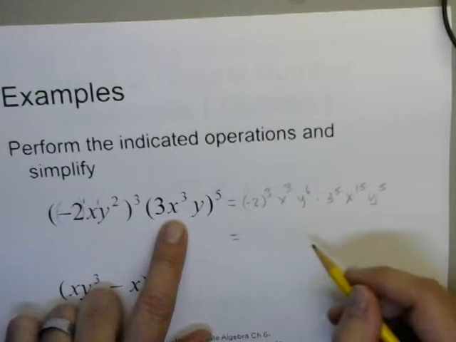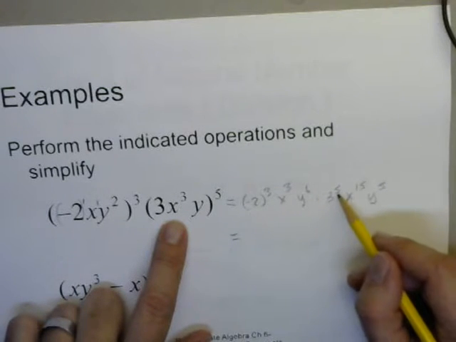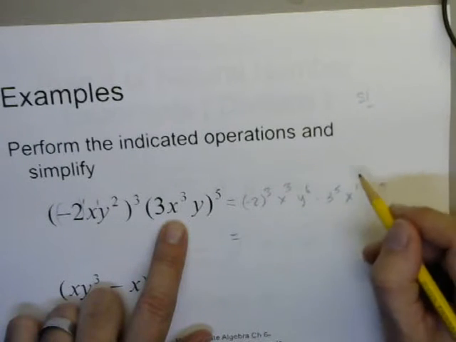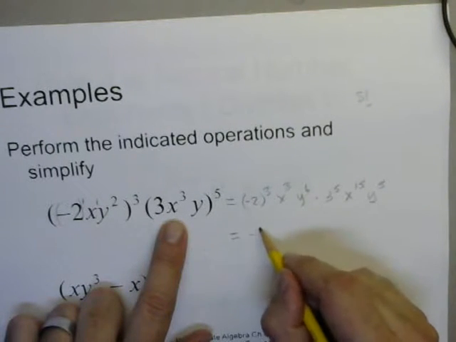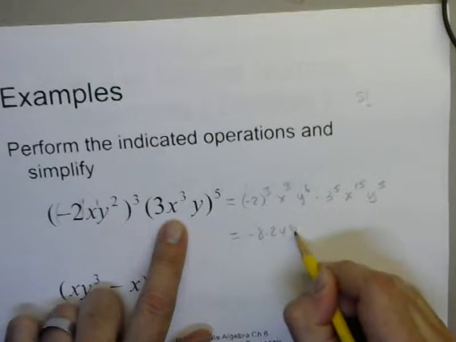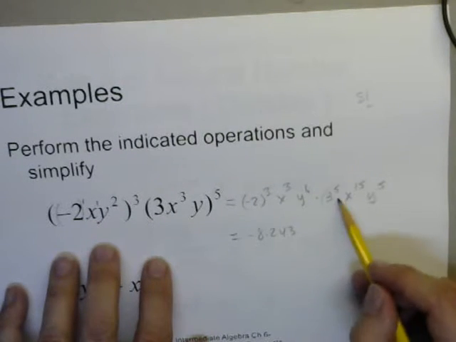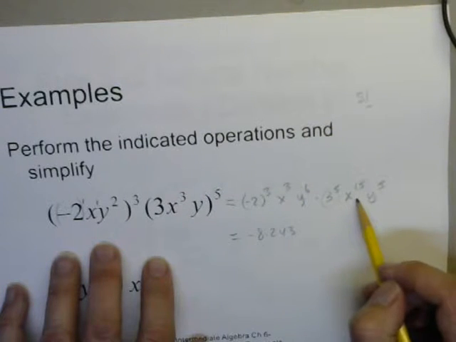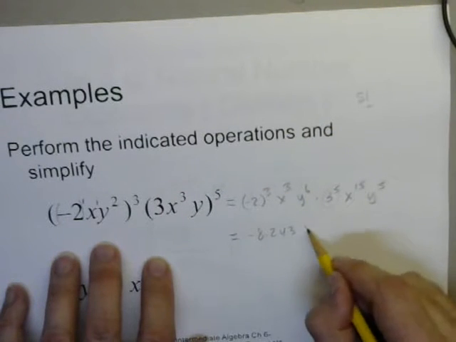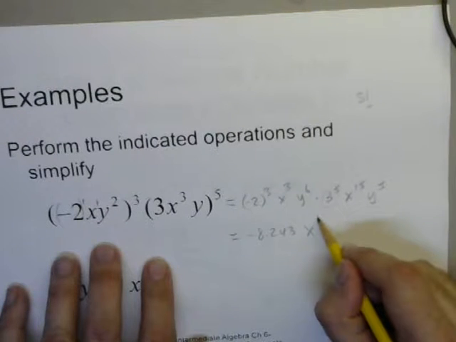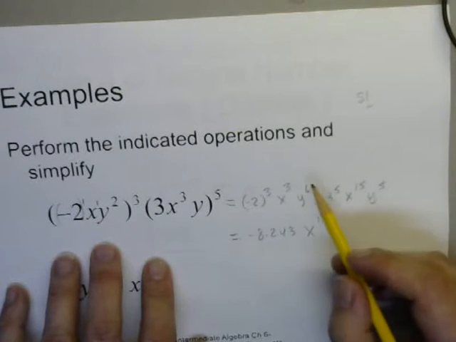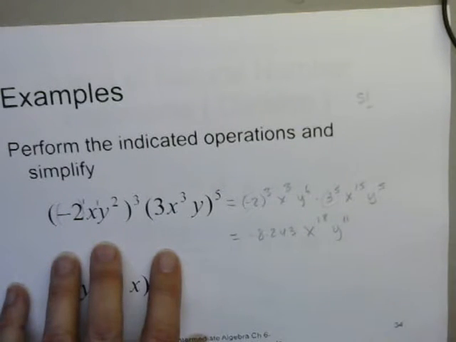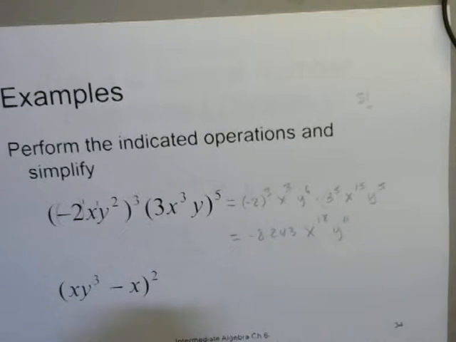Then you just need to combine terms together. So I've got 3 to the 5th. I don't know what that is. I guess that'd be 81 times 3, so that'd be 243. So I'll have -8 times 243, which we can simplify in a minute. I'm just going to move the constants next to each other. And then what's x to the 3rd times x to the 15th? Well, when you're multiplying, you add exponents, so that'll give me x to the 18th. And then for the y, I'll get 6 plus 5, which would give me 11. And then that's basically your answer.